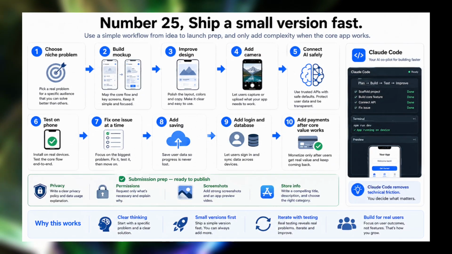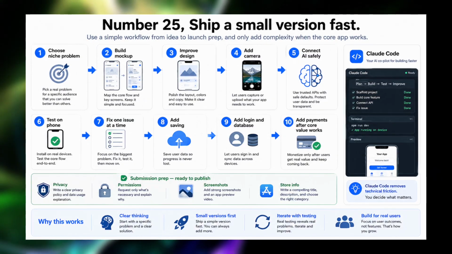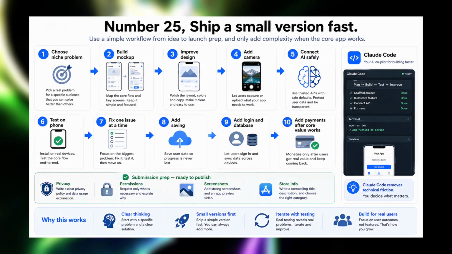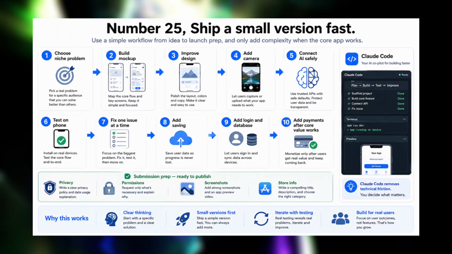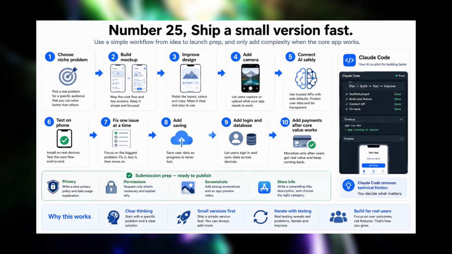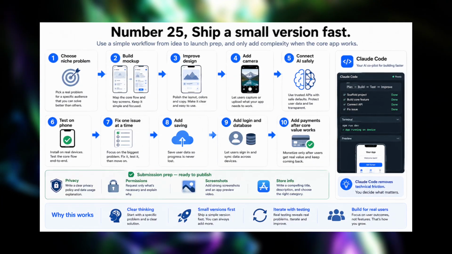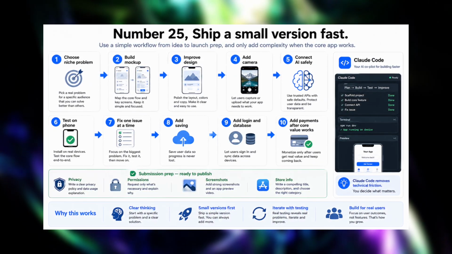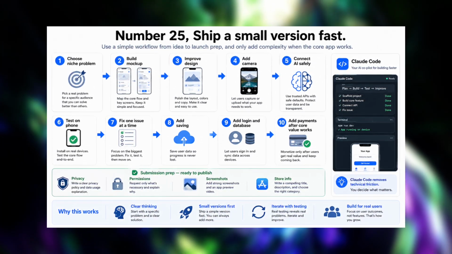The reason this works is because Claude Code removes a lot of the technical friction, but it does not remove the need for clear thinking. You still decide what problem matters, what features belong in version 1, what errors need fixing, and what makes the app worth paying for. Vibe coding is fastest when you act like a product builder, not just someone asking AI to generate code. The better your instructions, testing, and decisions are, the closer the app gets to something people can actually use.